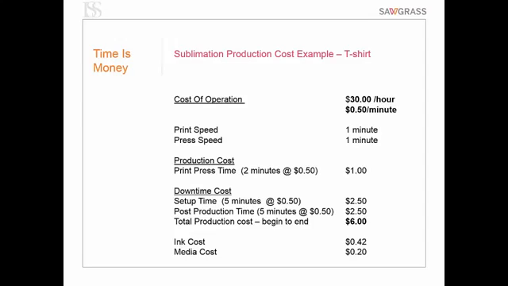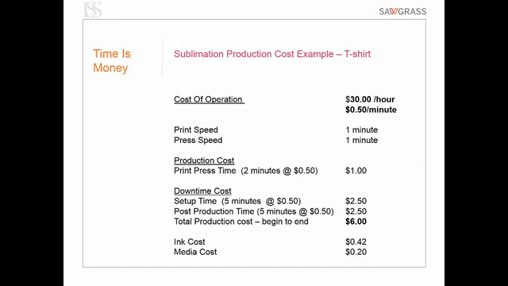That's another $2.50. So when this totals up, it came out to $6. That's 1 hour of true production time, and then 10 minutes worth of downtime. $6 now is what it cost me to produce that shirt, not including the cost of the shirt.